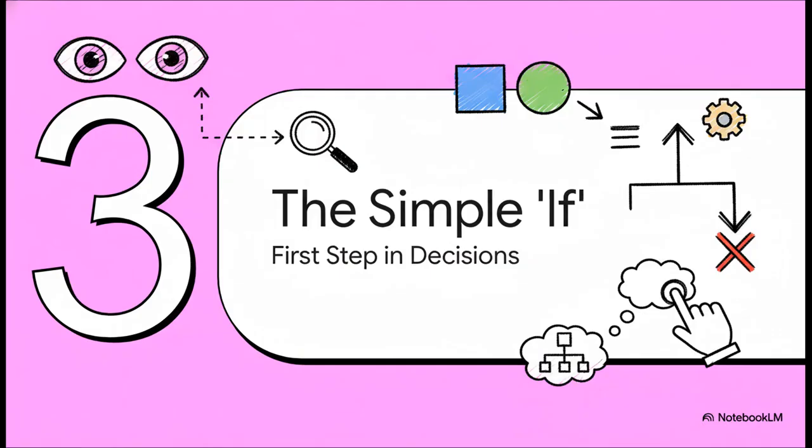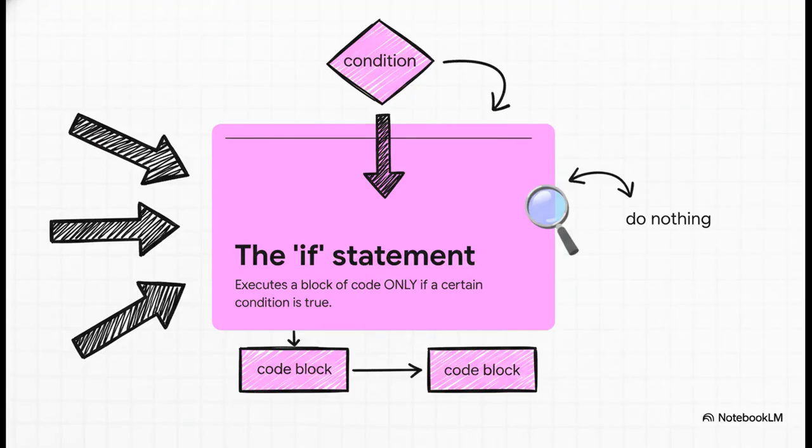So let's talk about the simple if statement. Now that our machine can see and compare things, we can finally teach it how to act based on what it sees. This is where the magic really starts to happen. The if statement is the most fundamental building block of decision-making in code. Just think of it like a one-way street. It basically says, if this one specific thing is true, then do this action. If it's not true, just keep driving, do nothing.